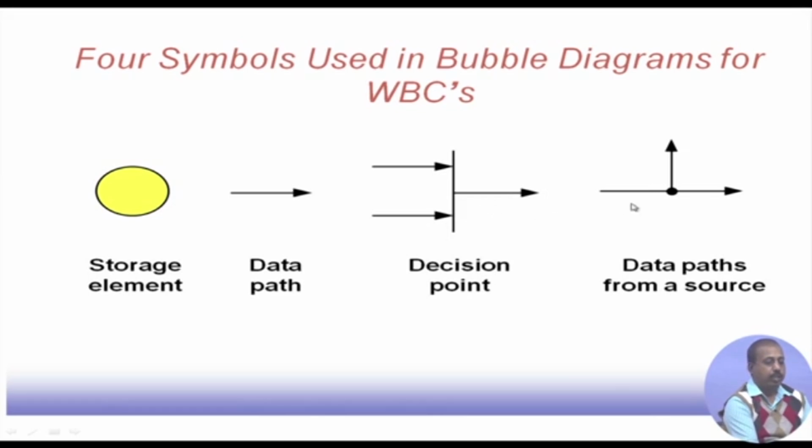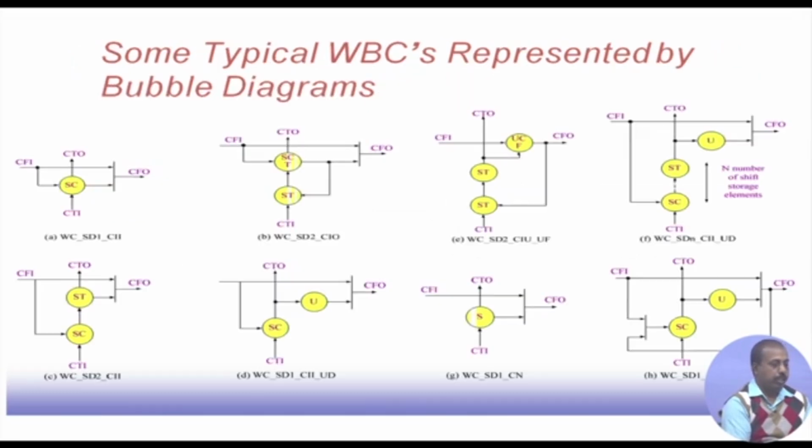Then we have data paths from a source. At this point, two data paths are emerging from this particular point, so that is a source point. Whatever different types of instructions we have looked into can be modeled by means of these bubble diagrams, and they can be used for specifying the operation more clearly.